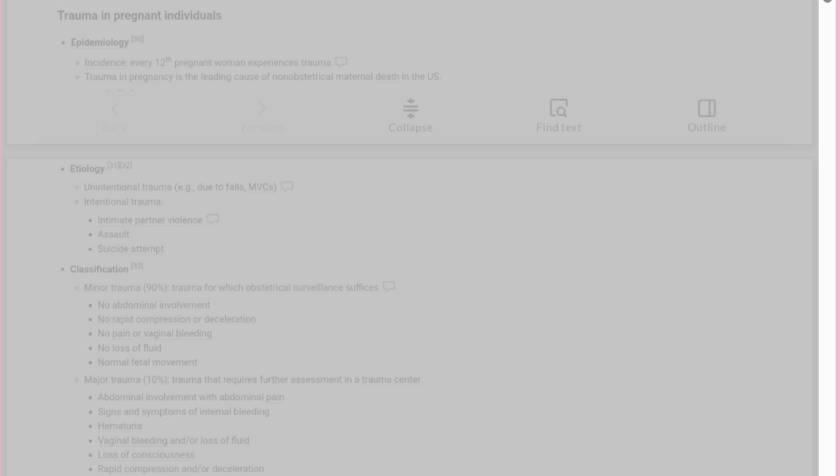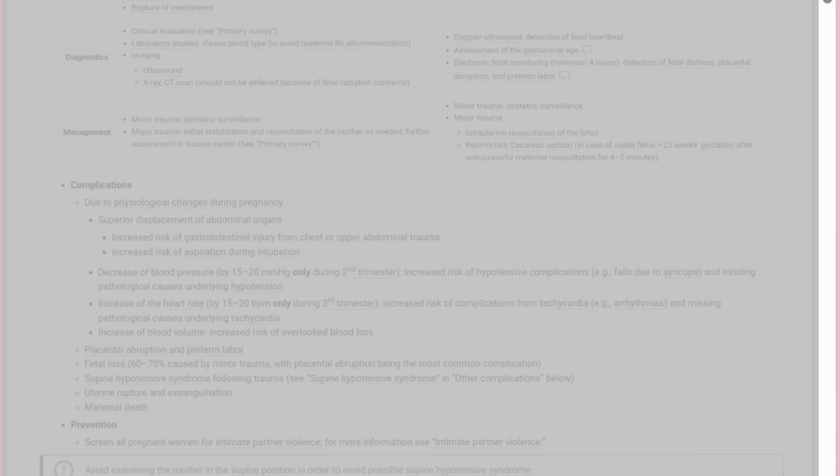Overview of trauma in pregnancy. Clinical features, maternal and fetal: vaginal bleeding, hematuria, abdominal pain, premature labor, rupture of membranes, fetal heart rate changes, decreased fetal movement. Clinical evaluation: see primary survey. Laboratory studies: rhesus blood type, to avoid maternal Rh alloimmunization. Diagnostics: imaging, ultrasound.